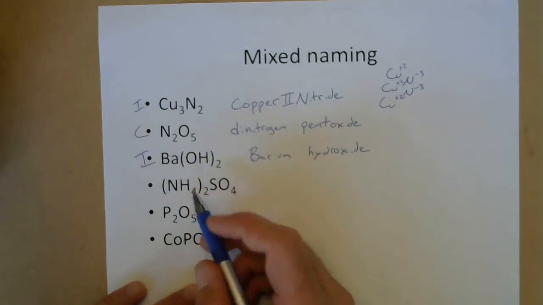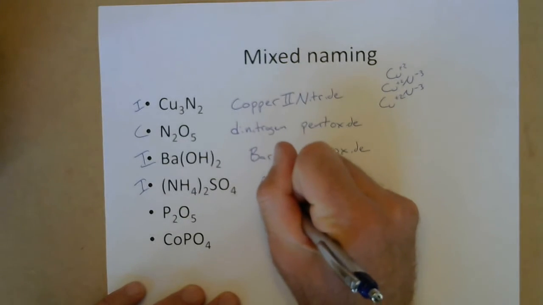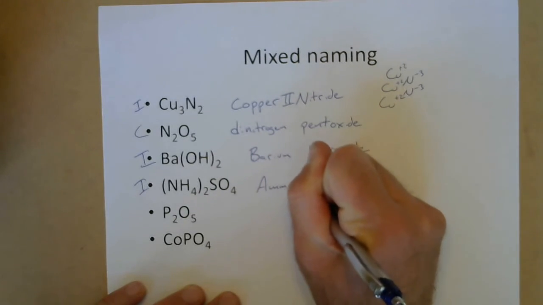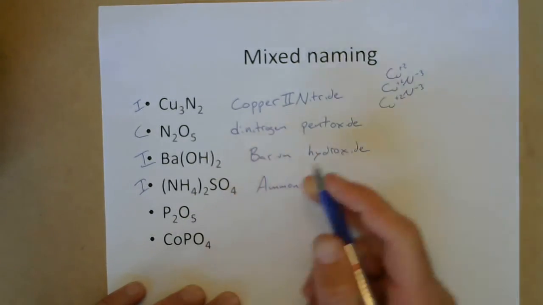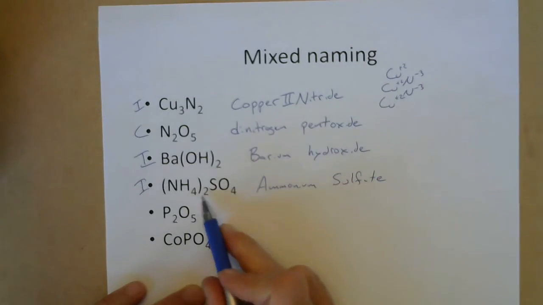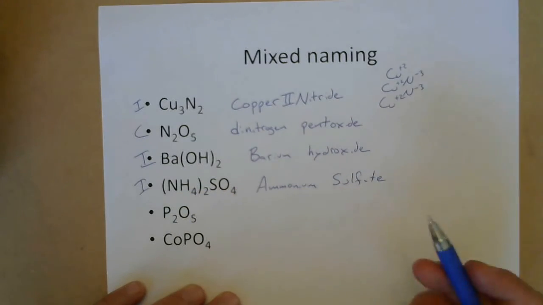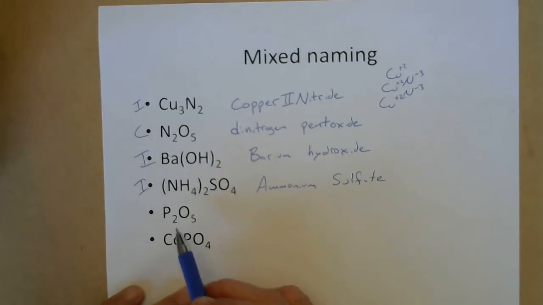NH4, so you might remember that as one of your polyatomic ions. That one is called ammonium. And then SO4 is sulfate. So to name the ones with polyatomic ions, you need to remember the names of the polyatomic ions. In the previous video, there was a list of the most common ones, ammonium and sulfate, both fairly common ones that you should know.